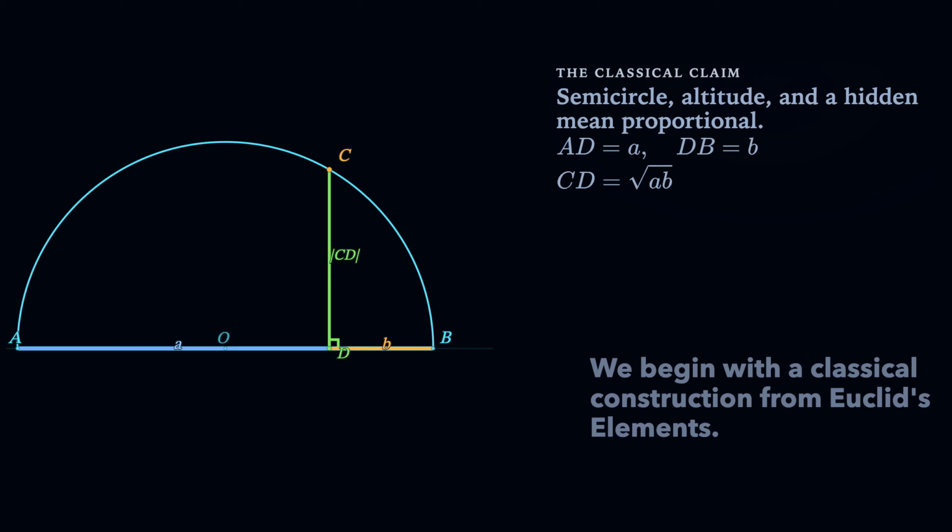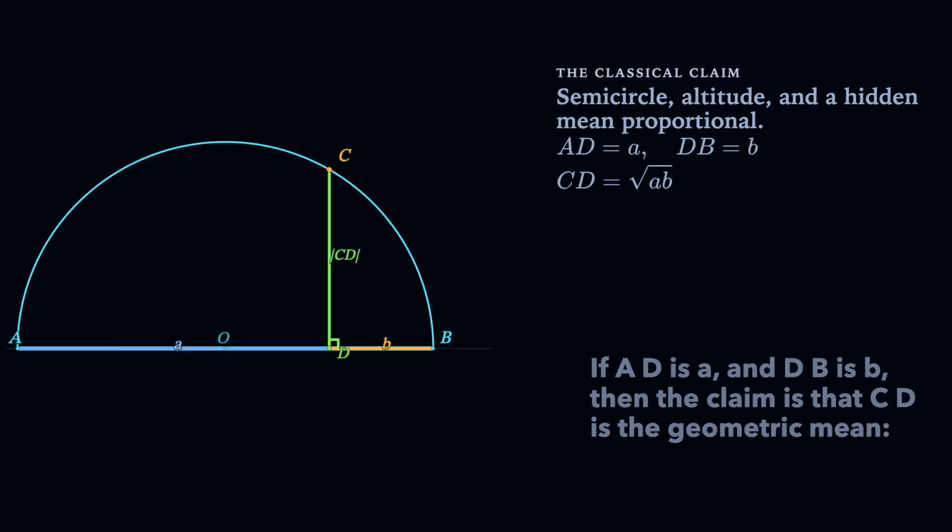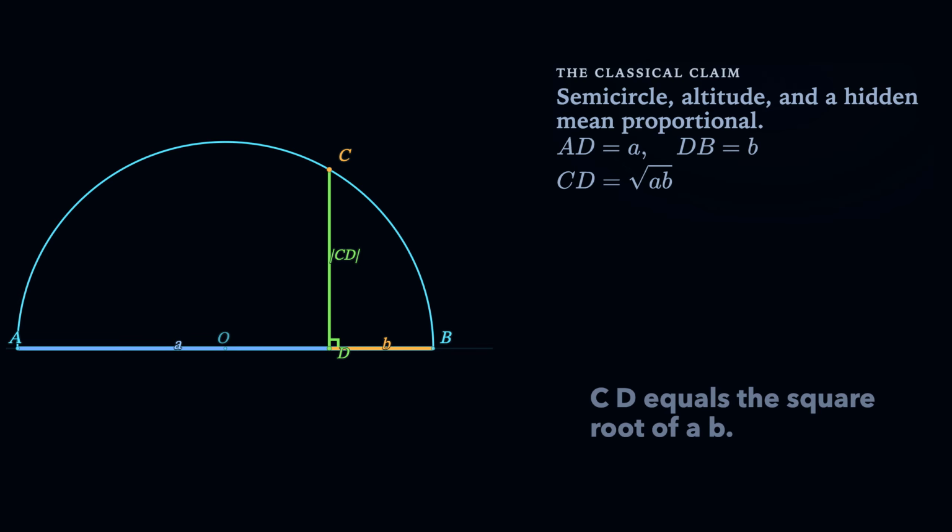We begin with a classical construction from Euclid's Elements. In a semicircle, drop the perpendicular from point C to the diameter at D. If AD is A and DB is B, then the claim is that CD is the geometric mean. CD equals the square root of AB. This is not merely a clever exercise. It belongs to the old Euclidean theory of mean proportionals.